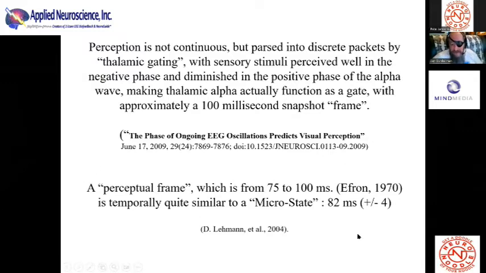Now, microstates are basically seen to be about the same time frame as these little snapshots of alpha. And perceptual frame is essentially a concept where if two stimuli happen within 75 to 100 milliseconds of each other, you perceive them as having exact simultaneous presentation because they're in the same perceptual packet.